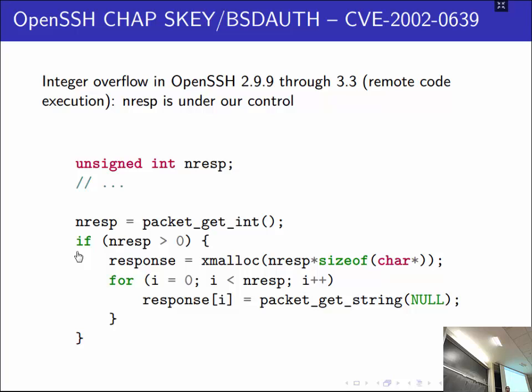But anyway, a massive overrun happens here because you can't take a number that goes all the way up to 2 to the 32, and then multiply by something and expect it to fit into something that expects at most 2 to the 32.